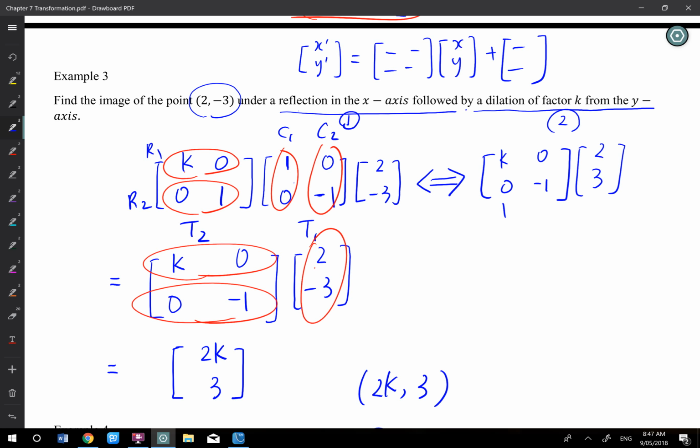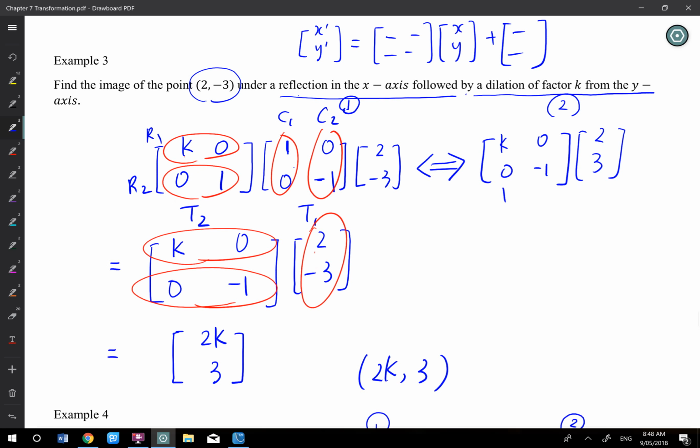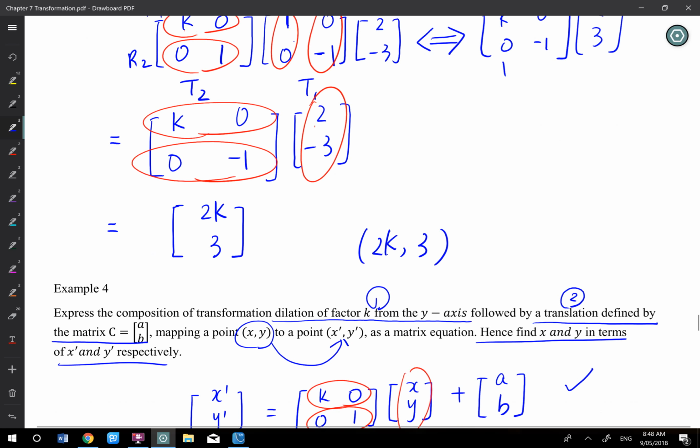The first matrix must be the one closest to the original coordinates, and anything that happens after that, we need to keep multiplying into the front. We keep adding things into the front. That's very important. I believe you have similar questions in the textbook as well, where order is very important. So we multiply things into the front, and then we do the normal calculations.